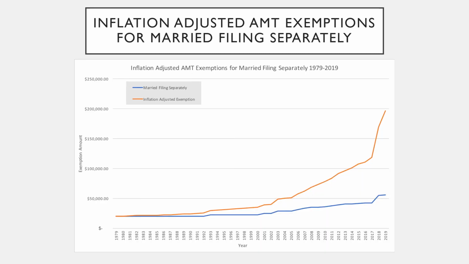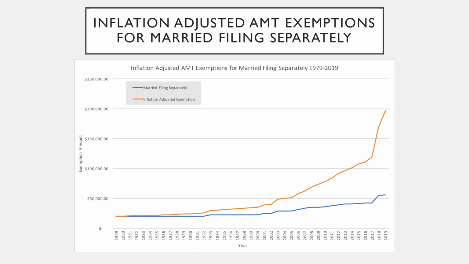This graph depicts the inflation-adjusted alternative minimum tax exemptions for married taxpayers filing separately from 1979 to 2019. The blue line represents taxpayers married filing separately and the actual exemption amount that we see today. The orange line represents the projected inflation-adjusted exemptions for taxpayers married filing separately. In 2019, the blue line showed that the actual AMT exemption amount for taxpayers married filing separately was $55,850.